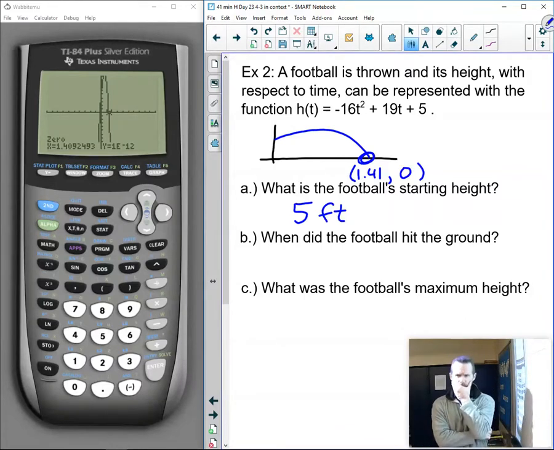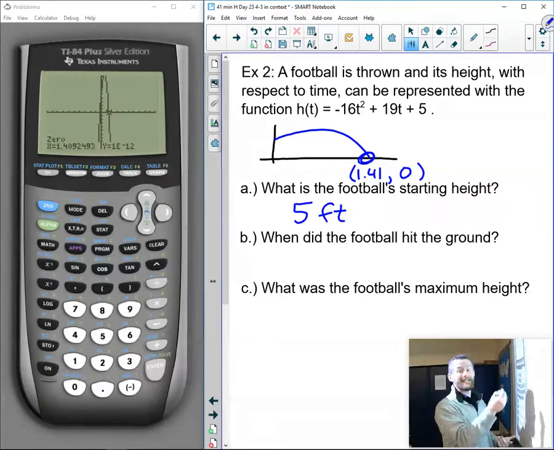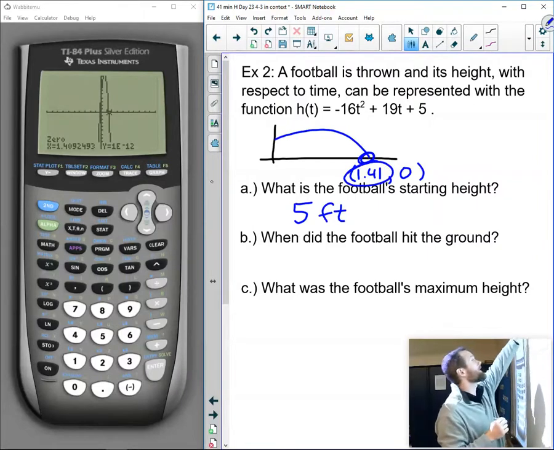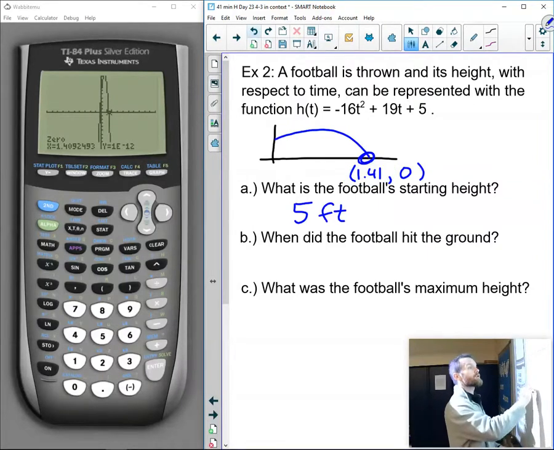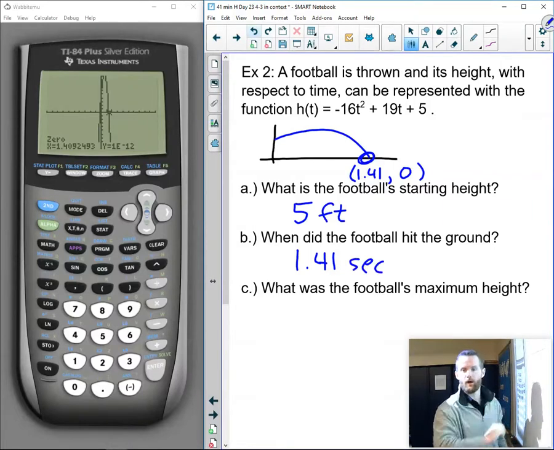That's just a 0. So the question is, when did the football hit the ground? So we don't want to give it the full ordered pair. We don't want to give it 1.41 comma 0. It's just asking for the time for when it hit it. And the time is t. That's our first value. That's the x value, essentially. So it's going to be after 1.41 seconds. That's when it's going to hit the ground.